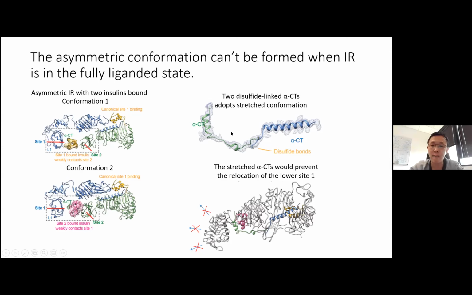But because the FCT motif is so stretched and restrains the conformational change of the blue site 1, it cannot allow another insulin to bind to the hybrid site. So to test this idea, we can simply remove the disulfide bond between the two FCT motifs.